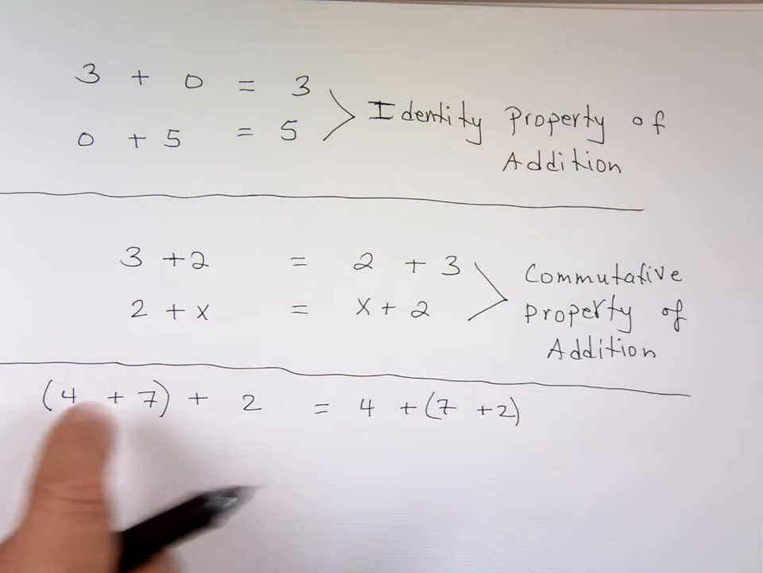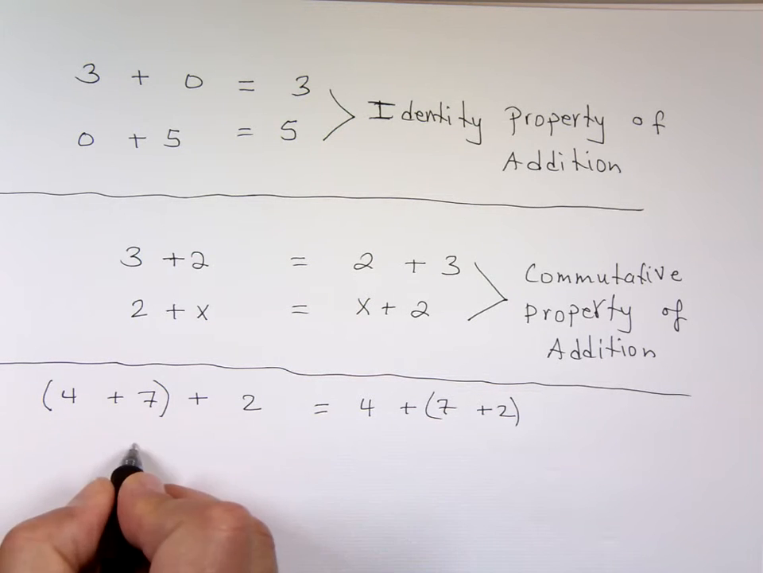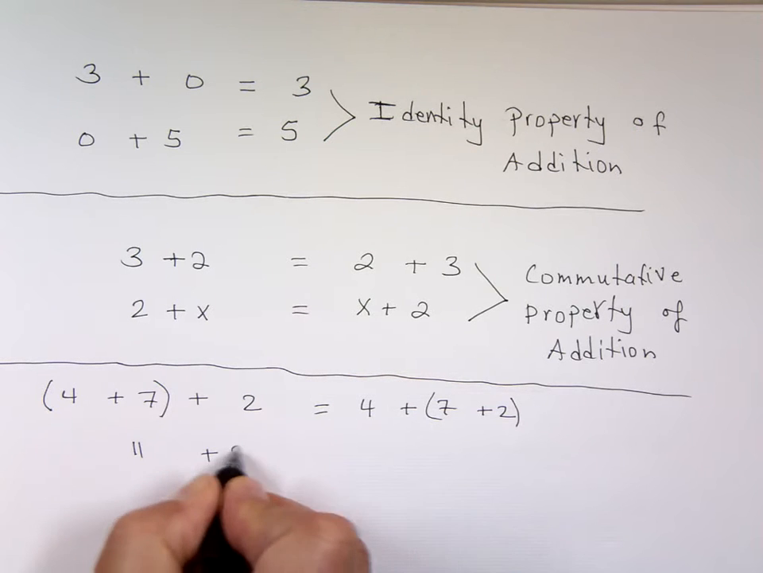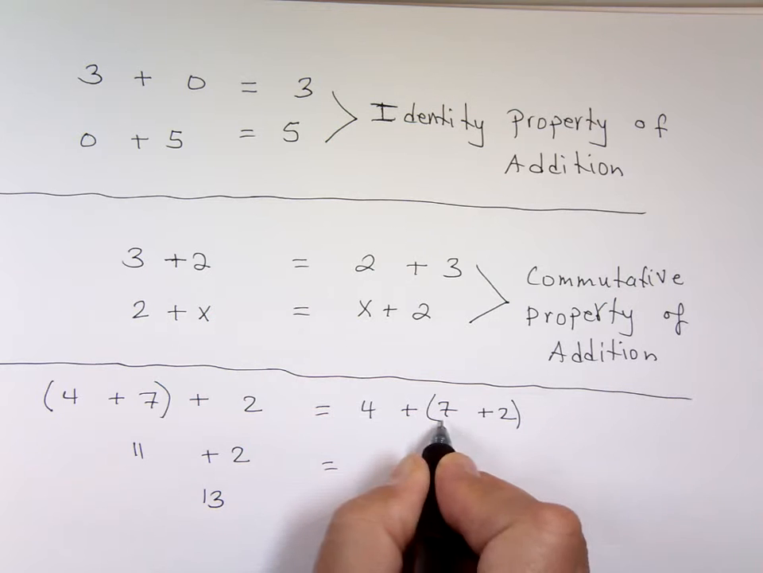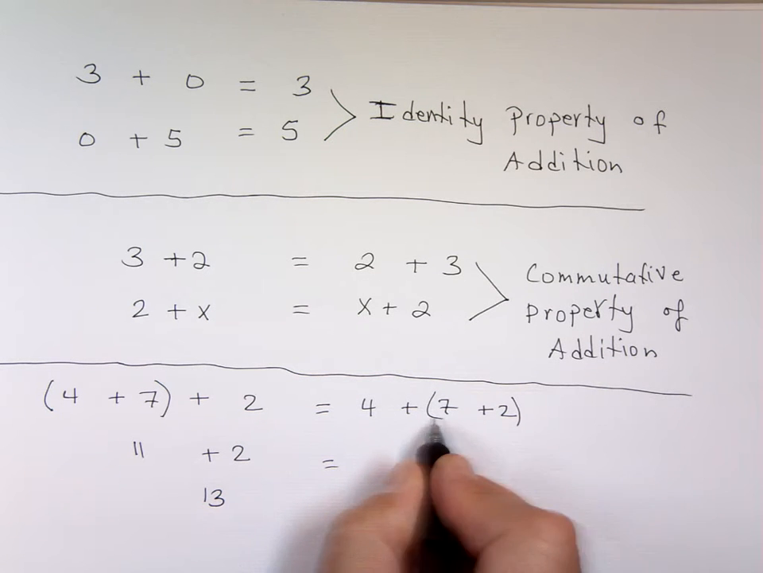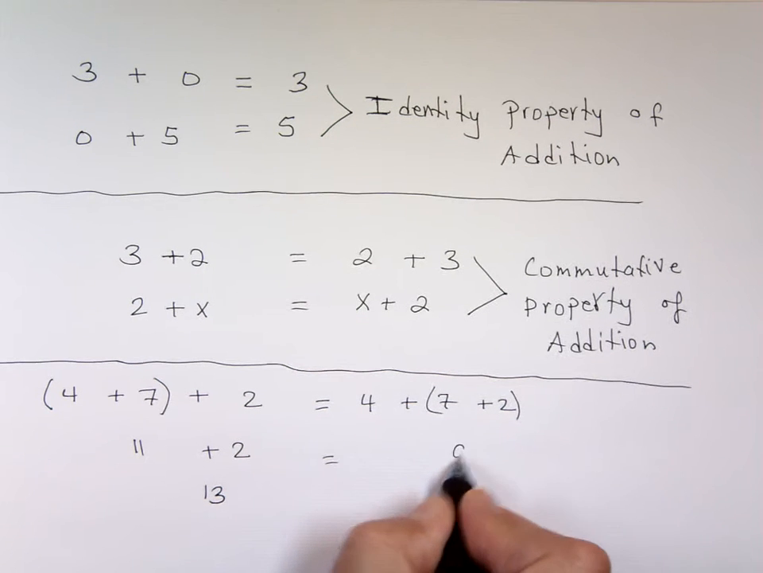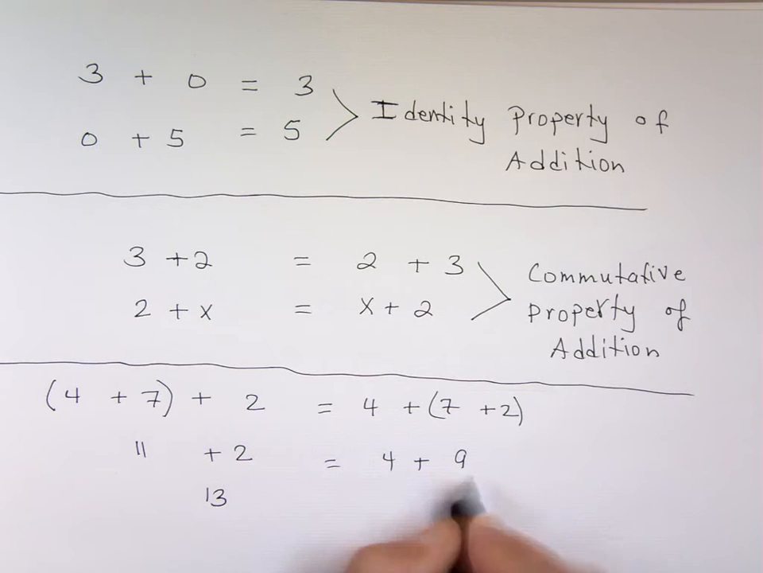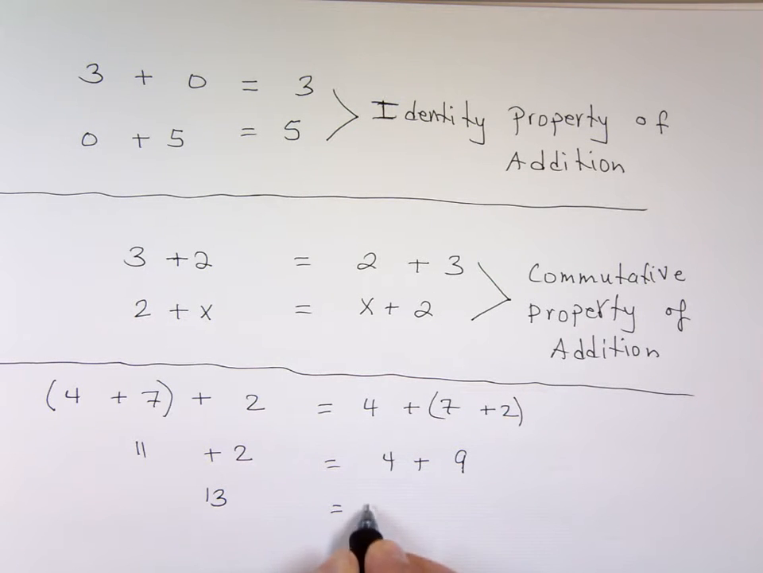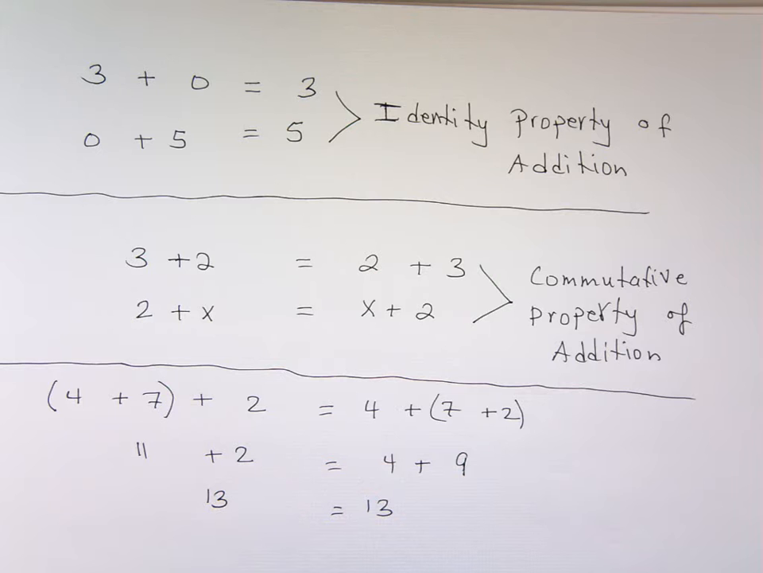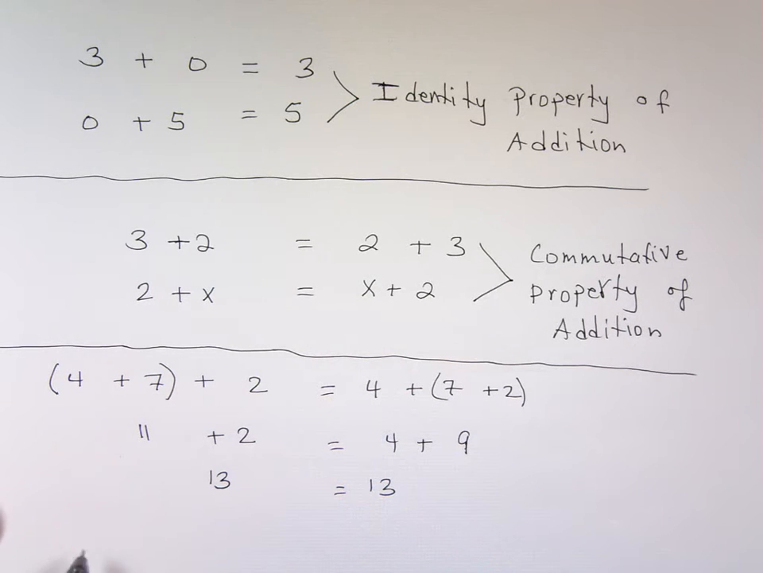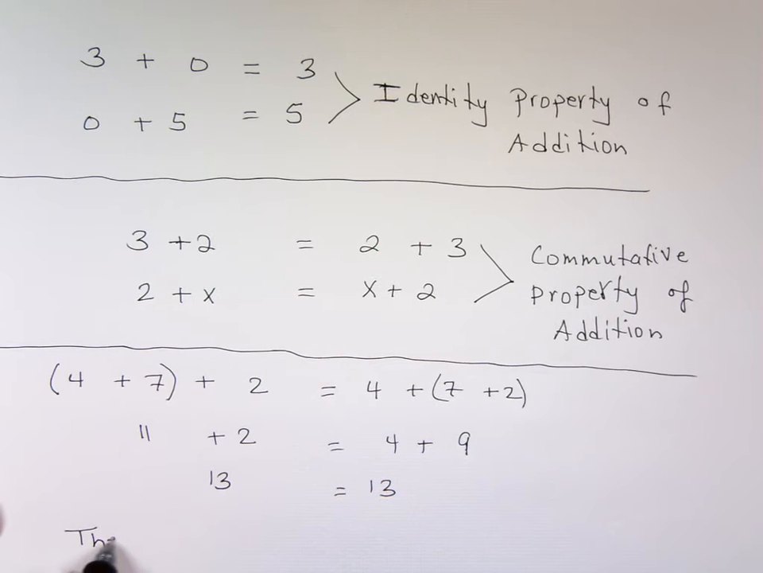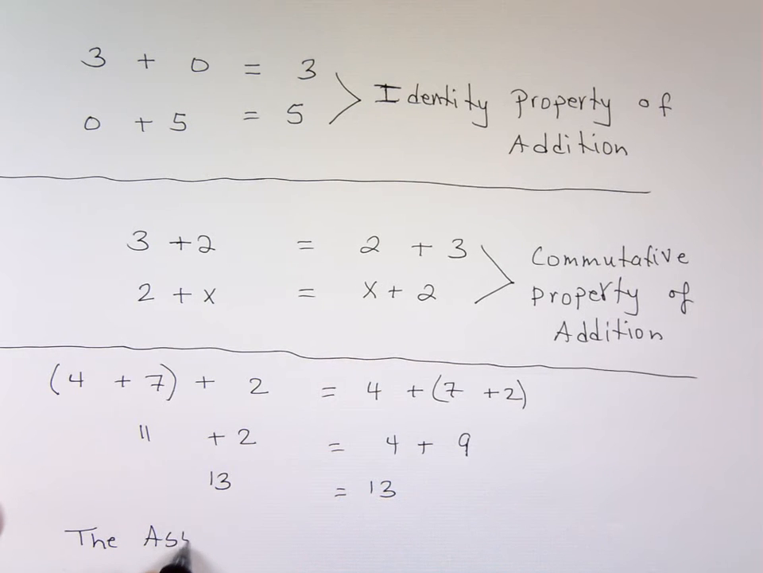What's 4 plus 7? 11. 11 plus 2, that'll give me what? 13. Good. If I did the 7 and 2 first, what's 7 plus 2? 9. 9 plus 4? 13. So either way, your answer is going to be the same. Notice this property actually has a name. It's called the Associative Property. Some names here.